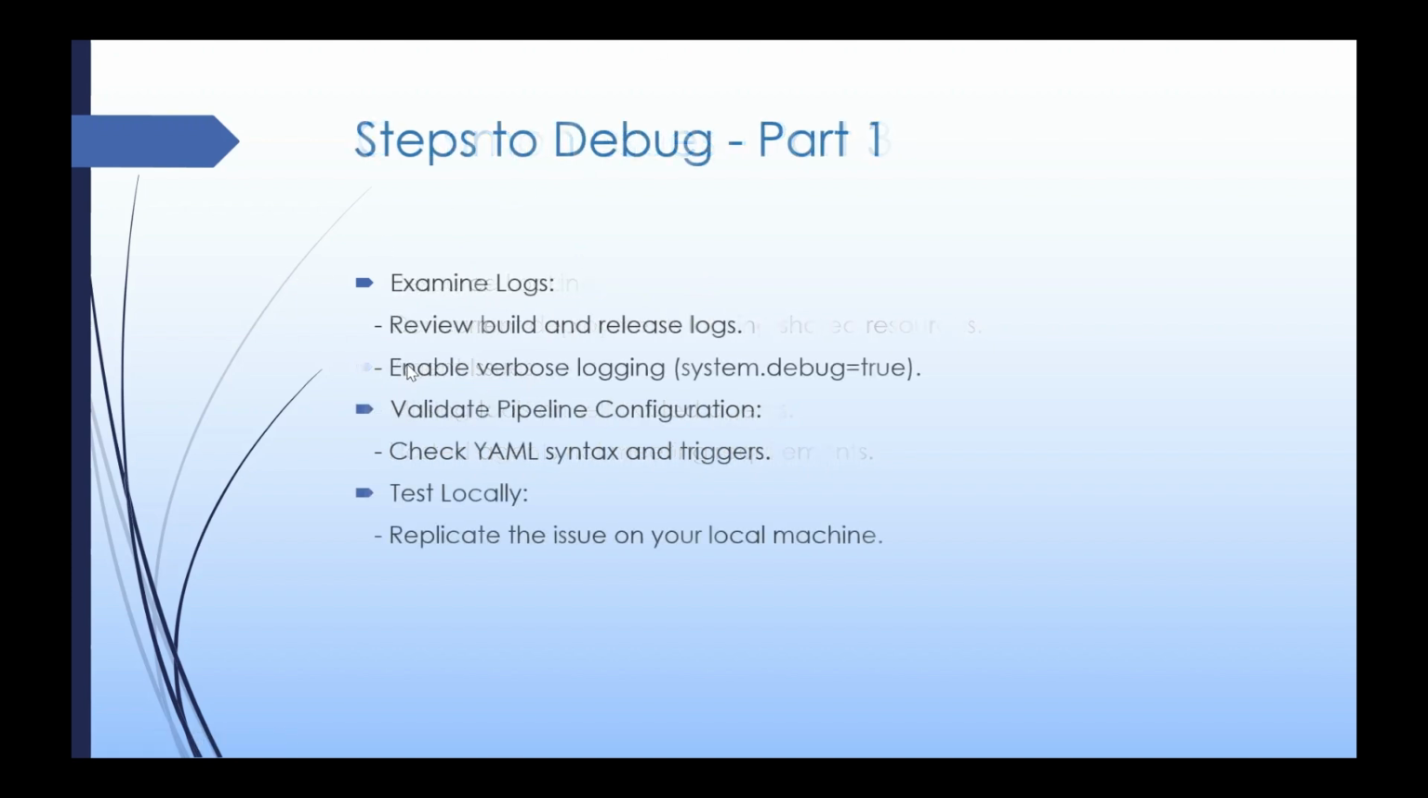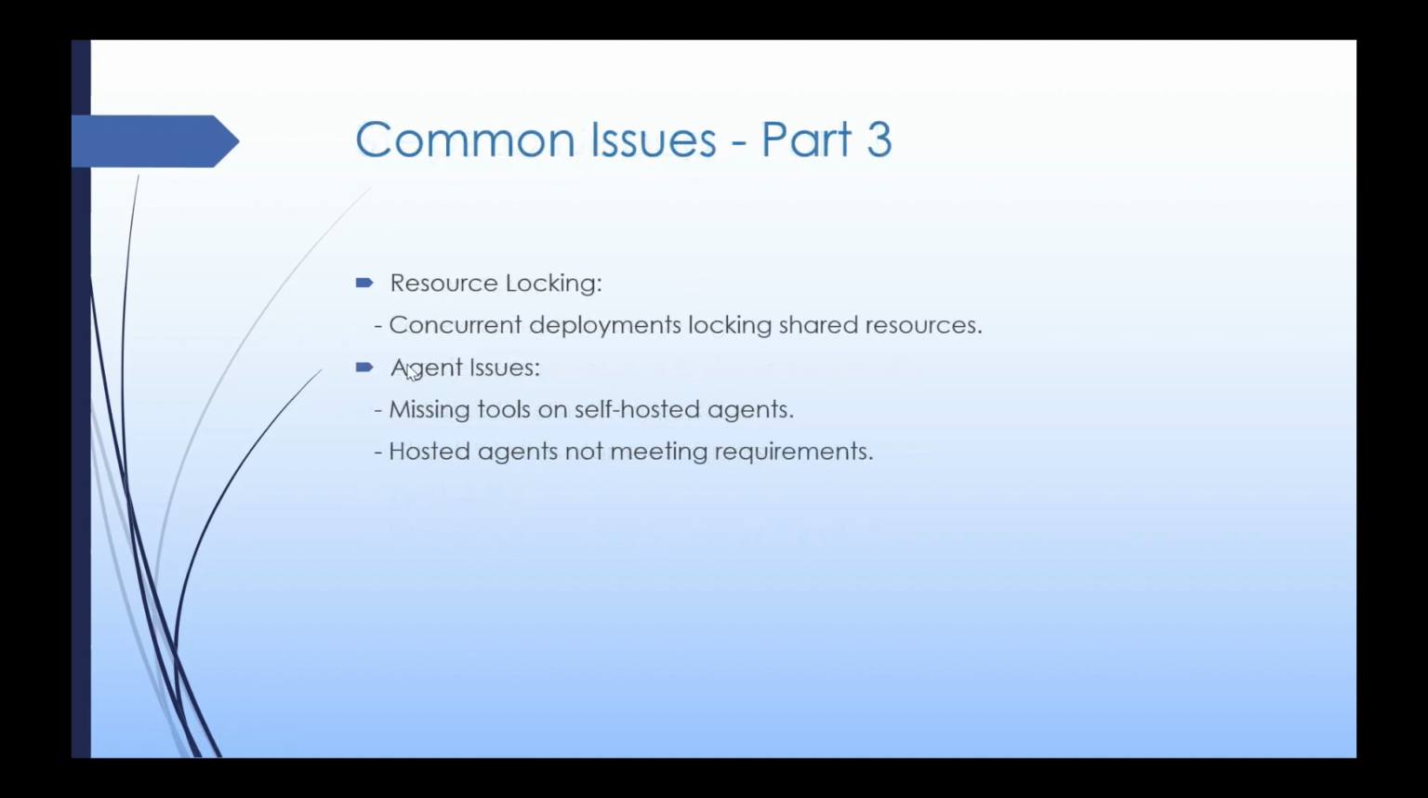Okay, the next one is agent issues, where you get issues related to agents. Suppose you have some requirement of some tools like Python or maybe Azure CLI, and that does not exist inside your agent machine. Your pipeline is going to fail. So make sure all the dependencies are already installed inside your agent machine before you run the pipeline to avoid any issues.